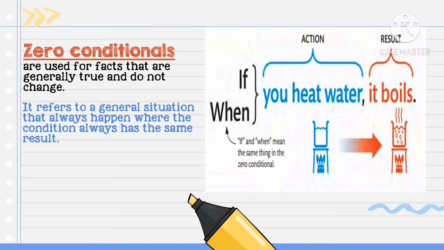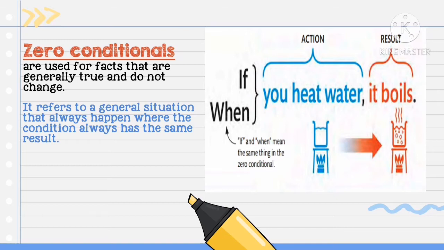Pwede rin dito yung under law and regulation, rules and regulation, na kunwari, if you don't wear your school uniform under normal circumstances, you will not be allowed, or you are not allowed to go to school. So that falls under zero conditional. Yung scientific fact, habit, and then the result of rules and regulations.